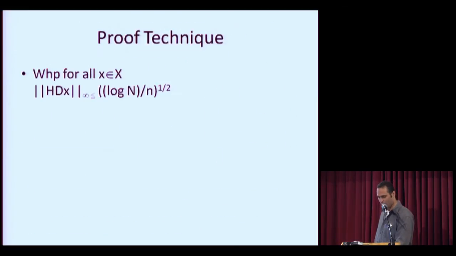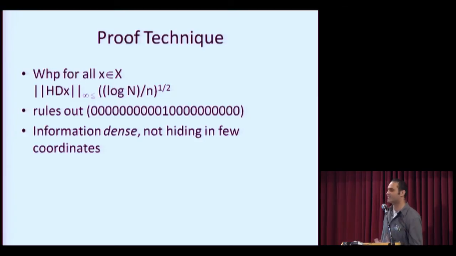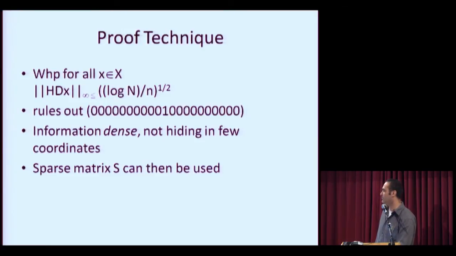Okay? What was the proof technique? So what you do is you look at a point in your database, and you see what happens to the point when you multiply it by the diagonal and the Fourier transform. And it turns out that its infinity norm, the largest in absolute value coordinate, cannot be too high. It can be something like that. This means that you rule out vectors that look like this. Okay, vectors that look like this cannot have a low L infinity norm. So in other words, the information is dense. Okay, it's well spread among all coordinates and not hiding in just too few coordinates. And once you know that your data has this property with high probability, of course, then you can use a sparse matrix in order to get JL. The grand total is diagonal, Fourier transform, sparse matrix.